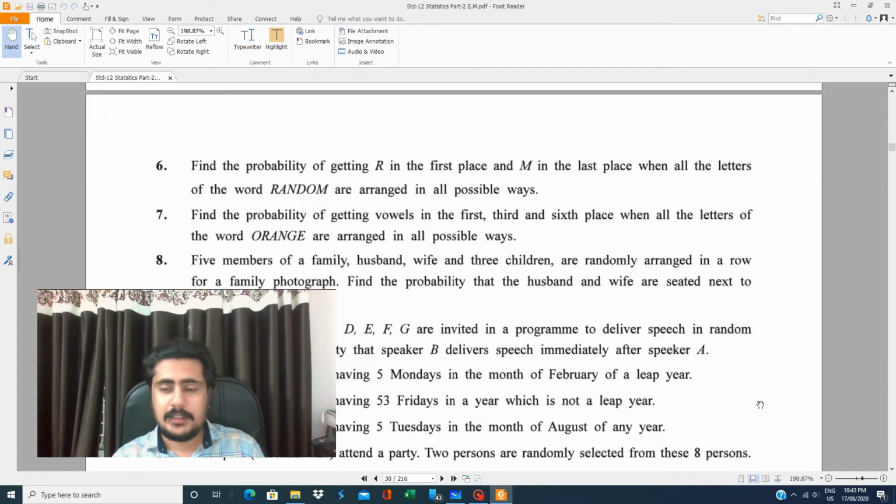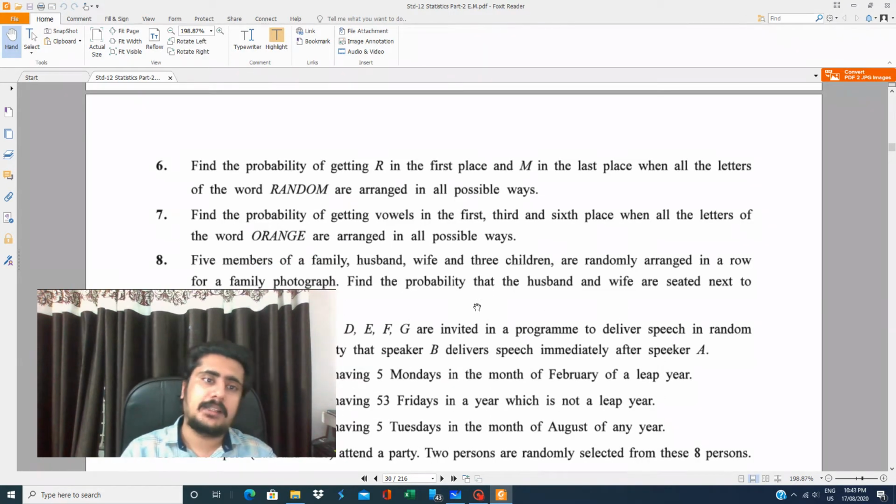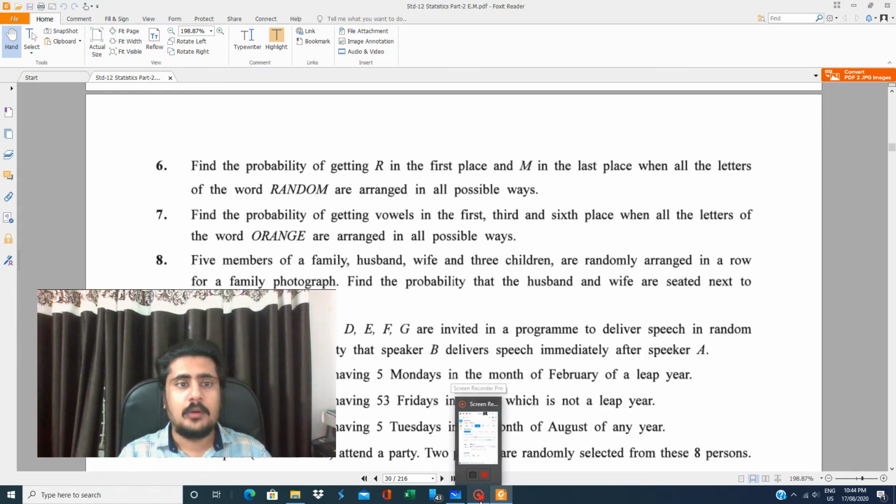So we are taking sum number 6 from the exercise. Find the probability of getting R in the first place and M in the last place when all the letters of the word random are arranged in all possible ways.